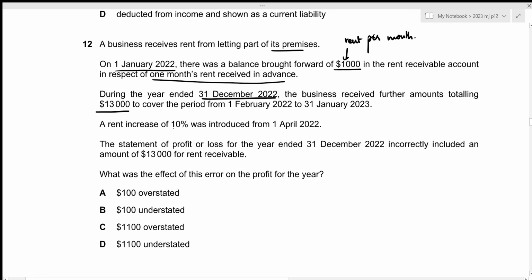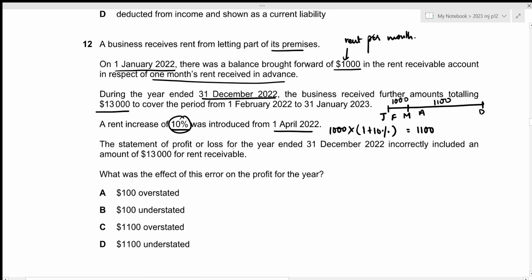Then a rent increase of 10% was introduced from 1st April 2022. Okay, I'm just going to create a timeline right here. So from January, February, March, till these 3 months, the rent is going to be 1,000 per month. Then from the months of April to December, the rent will be increased by 10%. So the new rent is just going to be 1,000 increased by 10%, so that's times 1 plus 10%, which results in the amount of 1,100. So the rent per month for April to December is going to be 1,100.